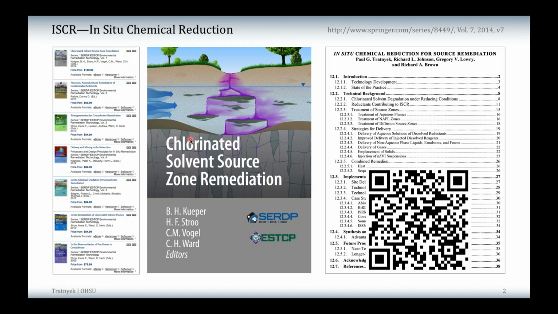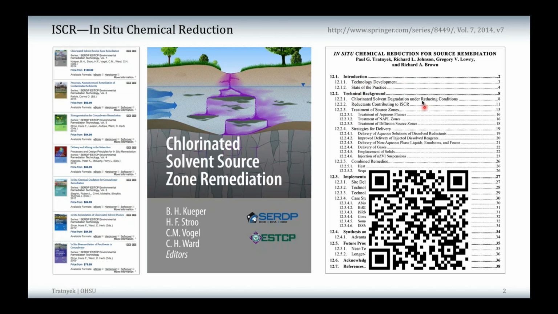This particular volume was on chlorinated solvent source zone remediation, but the chapter that I was asked to write was on in-situ chemical reduction. And so we got together with Rick Johnson, Greg Lowry, and Dick Brown and wrote a chapter that was an effort to try to give an overall perspective and a comprehensive perspective on what in-situ chemical reduction was. For the purposes of the book, it was in the context of source zone remediation, but my interest was really broader than that. It was any application of in-situ chemical reduction.